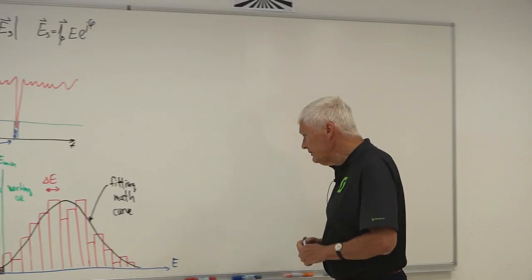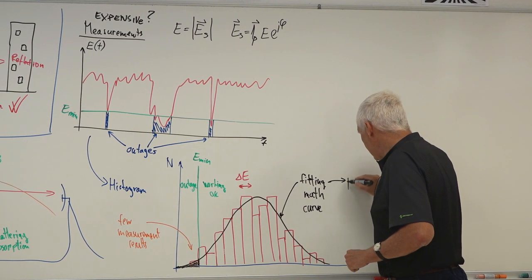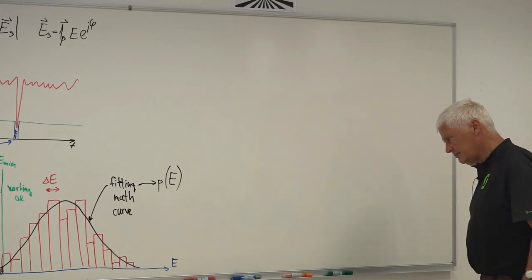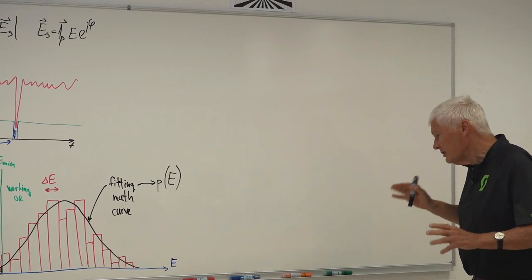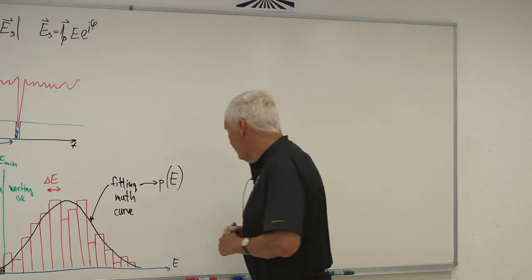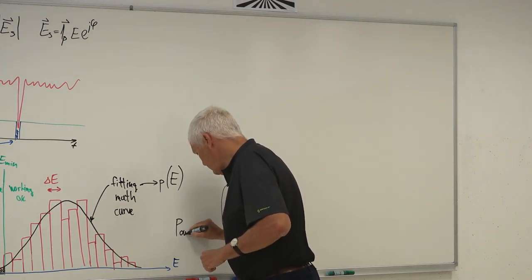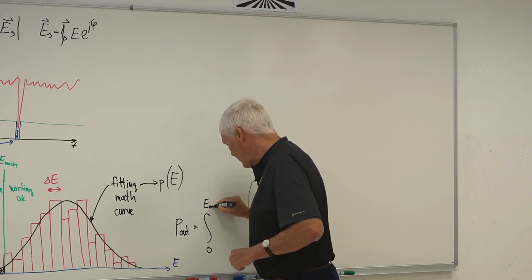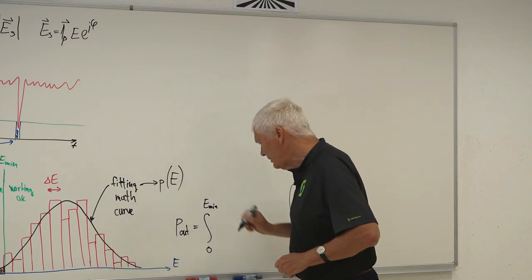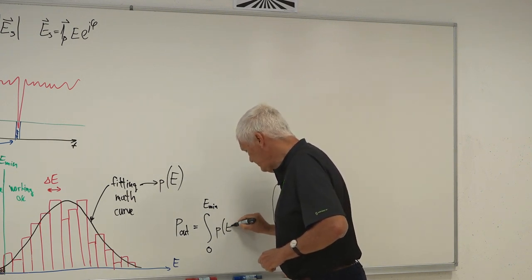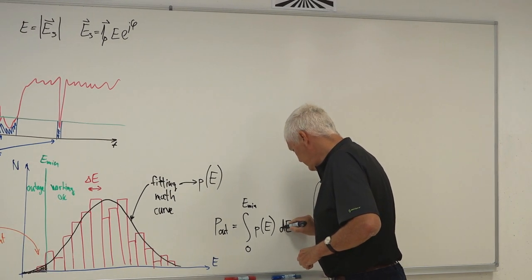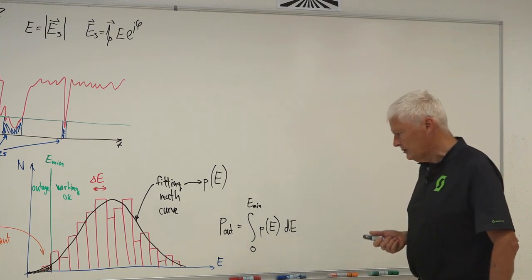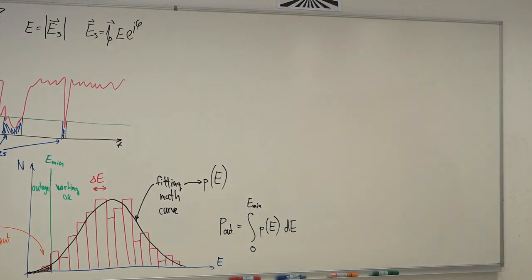Fitting of the mathematical curve probably gives us some probability density that I will have a certain electric field strength without phase, without polarization, just field, because if I have field, I can solve something. So our probability of the outage will now be equal to the integral from zero to the minimum required field strength of the probability density P of E, a curve, times dE. And I can integrate to find this area, this surface down here, to find the probability of outage. This is what I'm going to do.